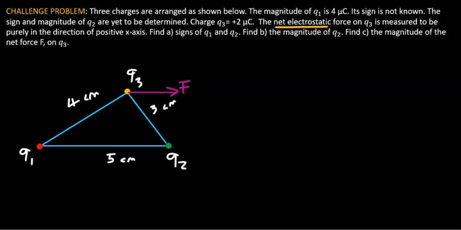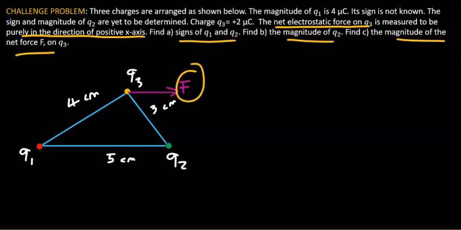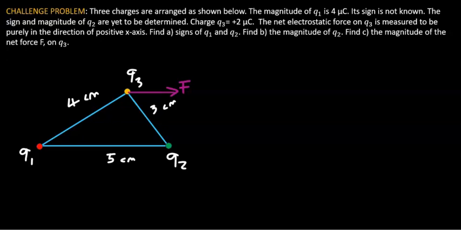The net electrostatic force on Q3 is measured to be purely in the direction of positive x-axis, as shown by that F. Find the signs of Q1 and Q2, the magnitude of Q2, and also the magnitude of the net force F on Q3. The first step is to determine the signs of Q1 and Q2. There are 4 possible combinations.